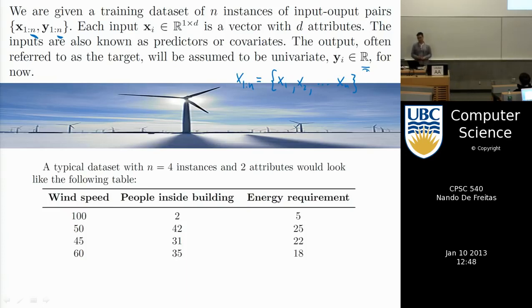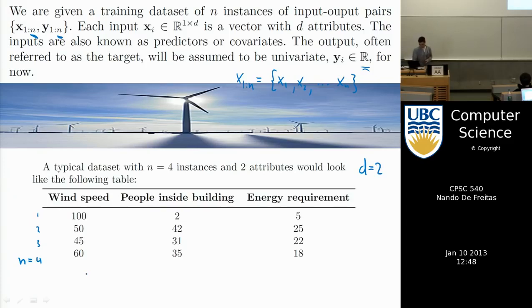Now, so those would be the two inputs. And so, for example, in here I would have that this is 1, 2, 3, 4. So n is equal to 4. In this case, d is equal to 2 because there's two inputs.